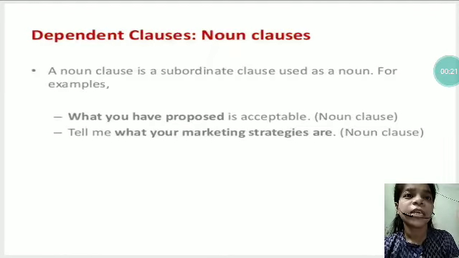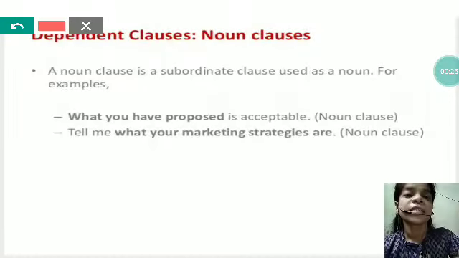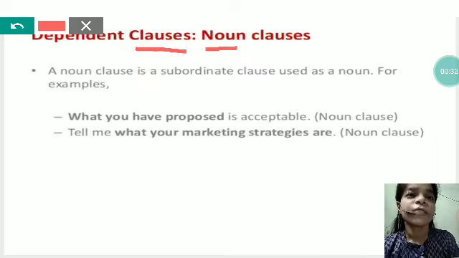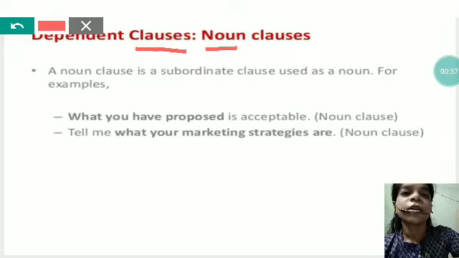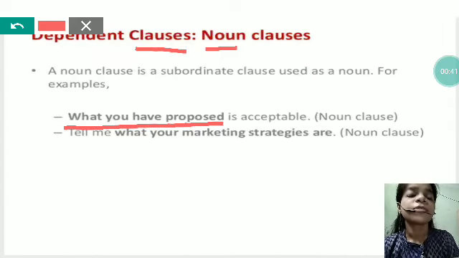What is a noun clause? A noun clause is a subordinate clause used as a noun. It means if any clause functions as a noun, then it is called a noun clause. For example, what you have proposed is acceptable. Here, what you have proposed is working as a noun, so this is a noun clause.